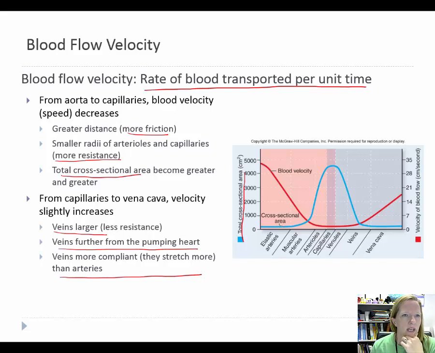So now the next video we're going to be taking a look at is putting all of the blood flow, the pressure gradients, and resistance all together and taking a look at how each one is going to affect one another. So until next time.